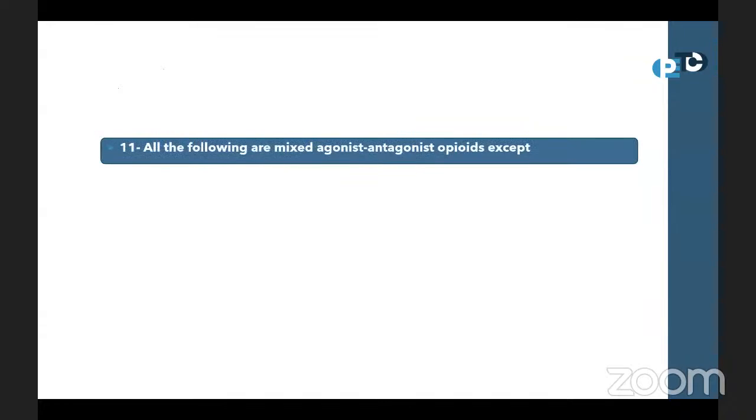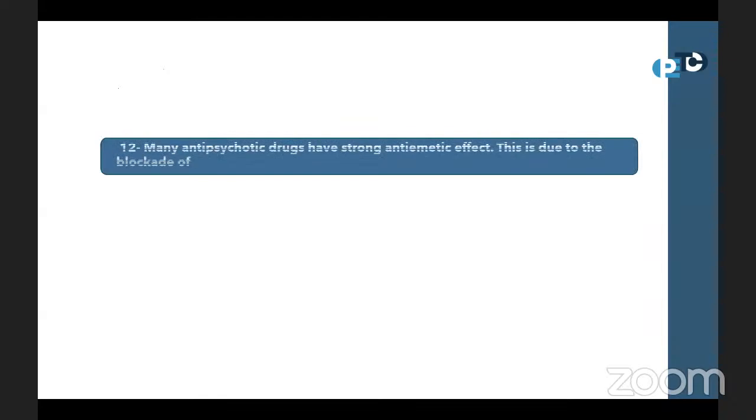All the following are mixed agonist-antagonist opioids except: naloxone, nalbuphine, butorphanol, or pentazocine. The only pure antagonist is naloxone, while the others are mixed agonist-antagonists. So we use naloxone in toxicity, while the others can be used in treatment of withdrawal symptoms.